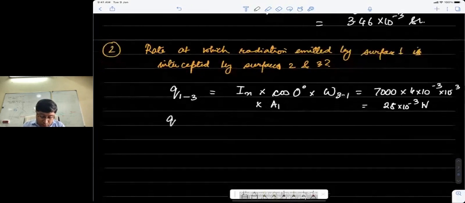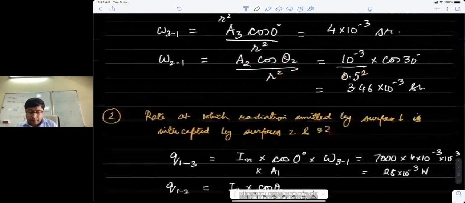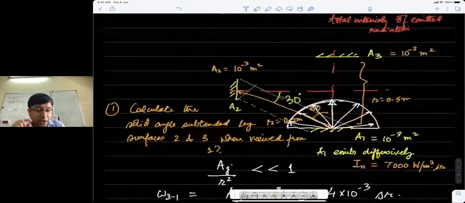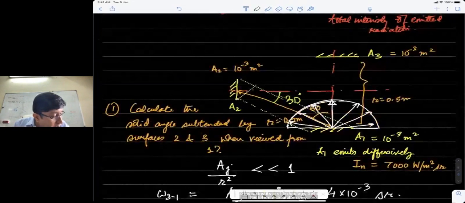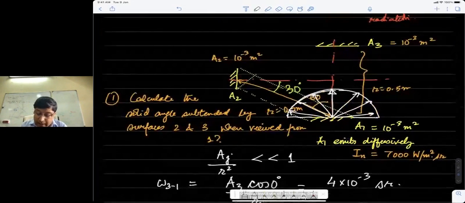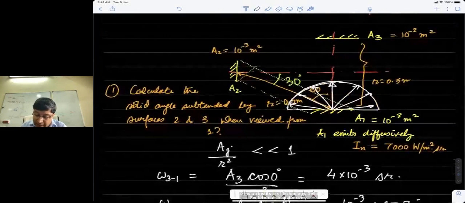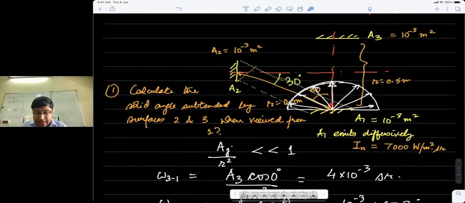And then if you look at Q1 to 2, we're taking cos 0 degree because the emission is happening diffusively. If you look at the line connecting this to this, at this point, if you're looking from 3, the normals are aligned for the two surfaces, so there is an angle of 0 degrees between the normals. But that is not the case when you look at 2 and 1.